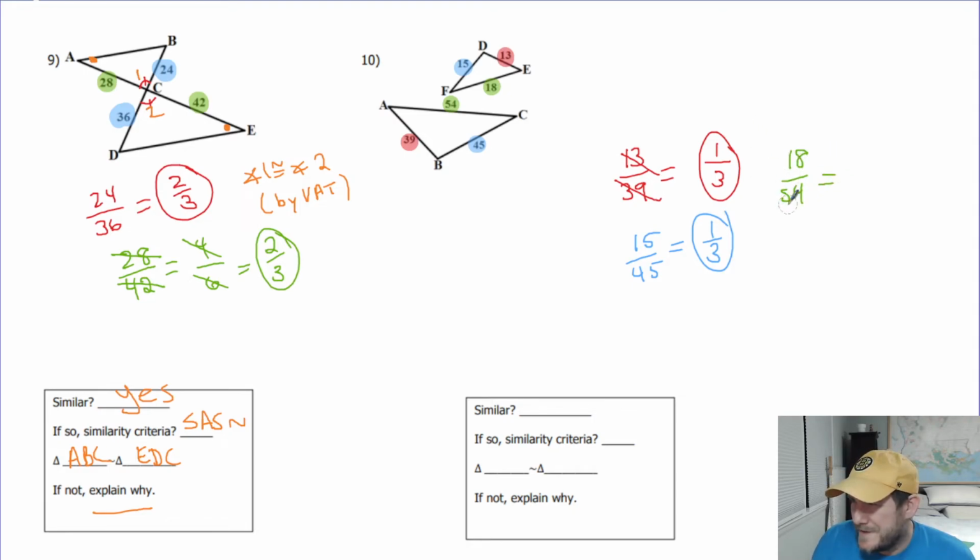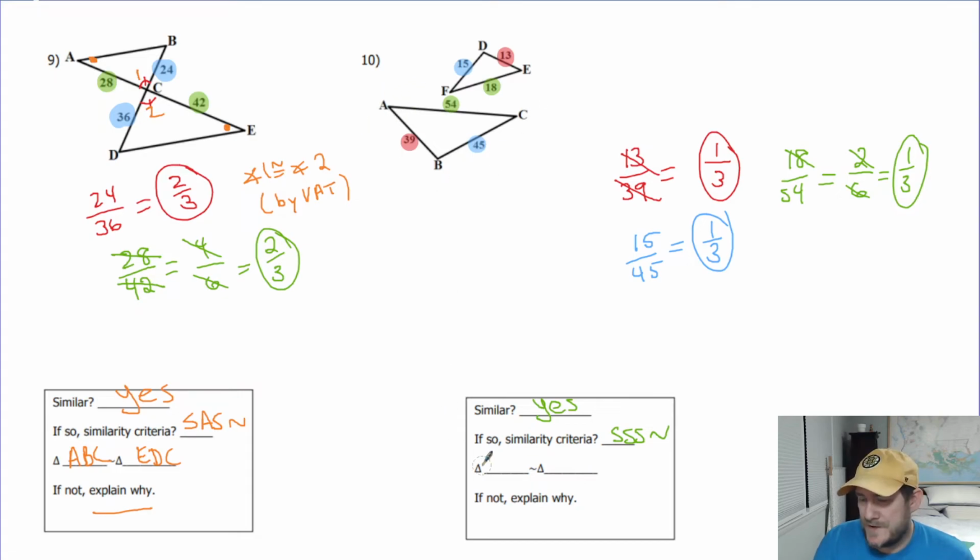Those are both divisible by 9, I can tell. So divide by 9, you get 2. Divide by 9, you get 6. And now I see I can divide by 2 again. So I do get 1/3. So there's the proof. I've shown that all three ratios give 1/3. So are they similar? Yes. What's the criterion? Side, side, side similarity. And then name the triangles.